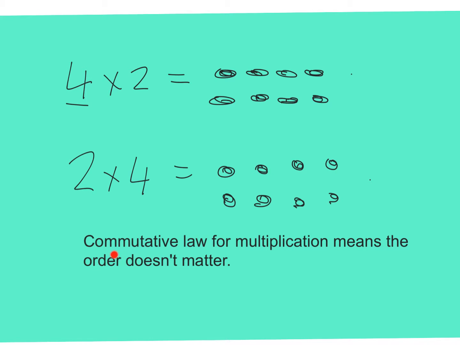So the commutative law for multiplication means that the order over here doesn't actually matter, as long as we don't have any other signs such as a divide or addition or subtraction and so on. If it's pure multiplication, it doesn't matter what the order is, our answers are going to be the same.